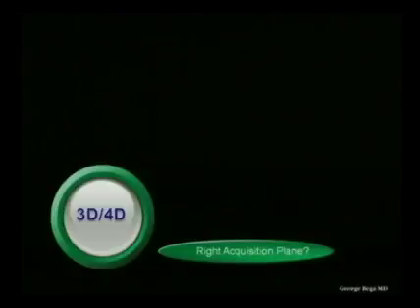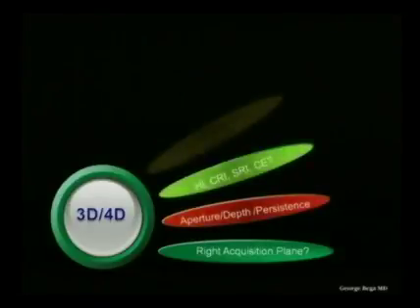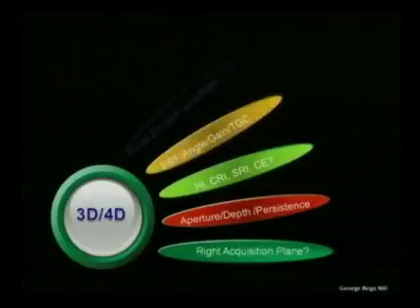The way we do ultrasound acquisition in a volume today is we do it based on 2D ultrasound. So we need to optimize to the maximum our 2D ultrasound settings. The typical first question would be, am I in the right acquisition plane? Do I have enough aperture? Typically, lower apertures will improve lateral resolution. Depth will affect our frame rate.